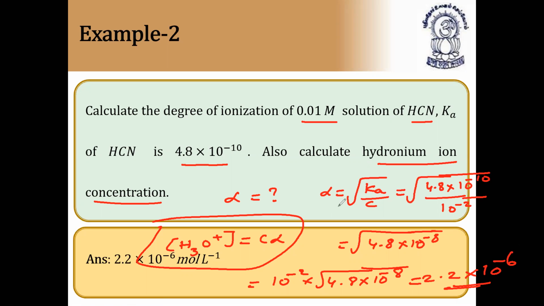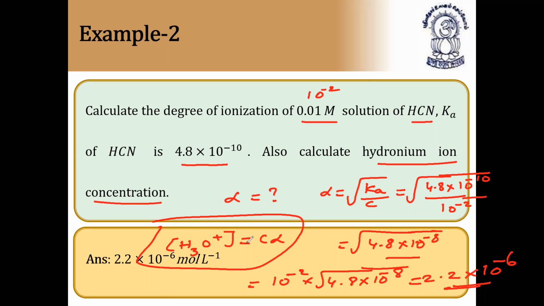Straight away, alpha is equal to root of Ka by C. C is equal to 0.01, that can be written as 10^-2. So you can say root of 4.8 × 10^-10 into 10^+2, because 10^-2 goes to the numerator as 10^+2, it becomes 10^-8. So alpha is root of 4.8 × 10^-8.